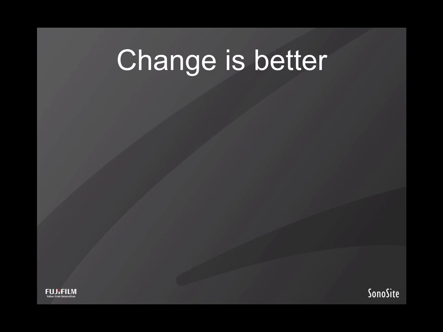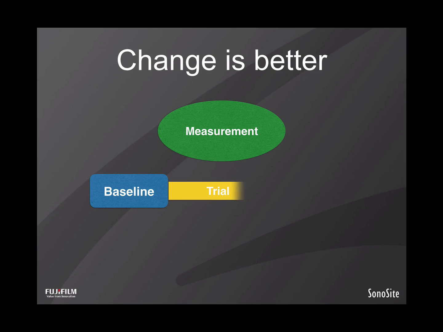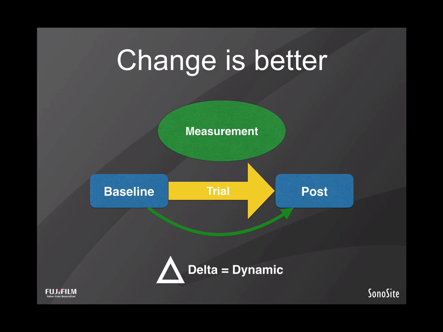So if we're moving away from static measurements, we need to focus more on the trends and actual dynamic measurements. Now, what do I mean by this? Well, you have your baseline value that you measure. You deliver a trial, such as a small 100 milliliter bolus, a passive leg raise, or even a tidal volume, and then you repeat the measurement. And it is this change, or delta measurement, that is key to predicting fluid responsiveness.